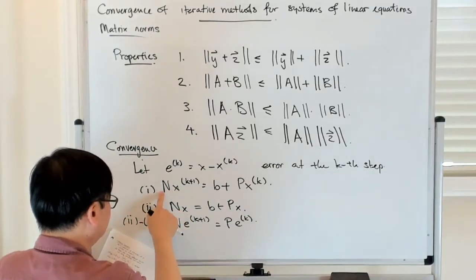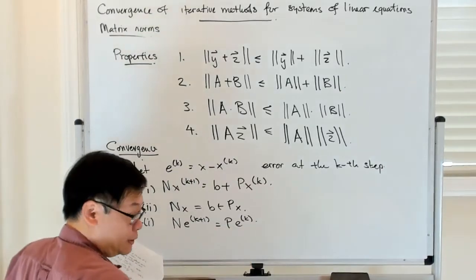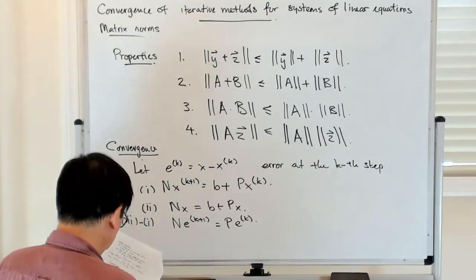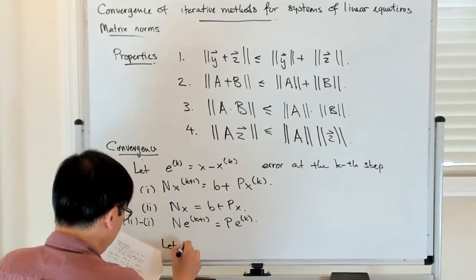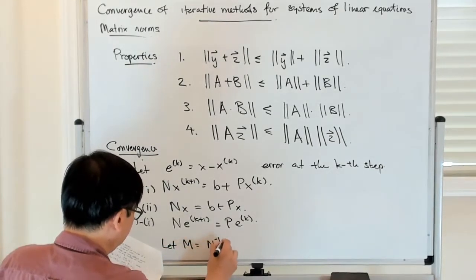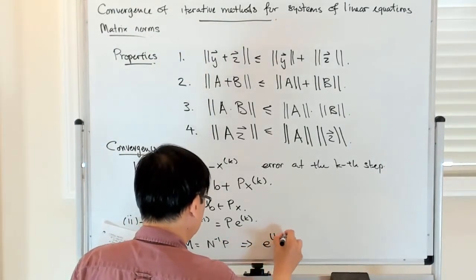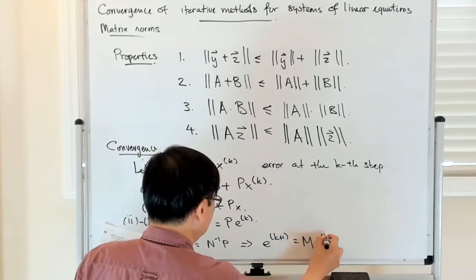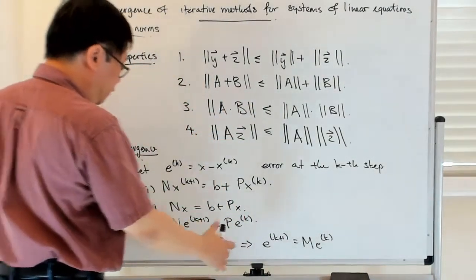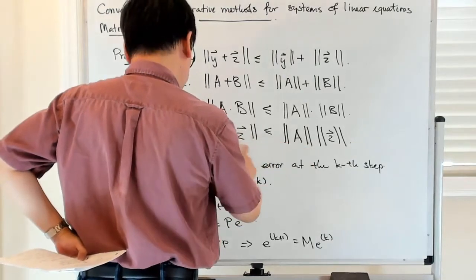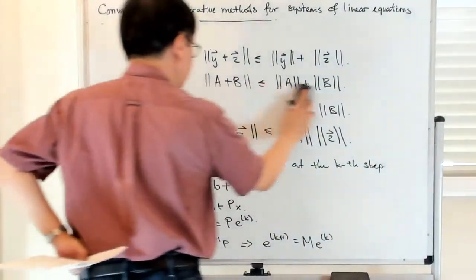The difference of these two gives me a relationship involving the errors at different stages. So if I let M be N inverse P, that means that the error at the (k+1)th stage is equal to M times the error at the kth stage. And once we have that, we can invoke, particularly this inequality, to say something about convergence, right?